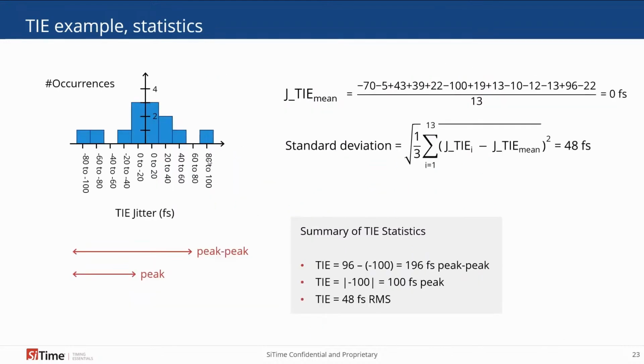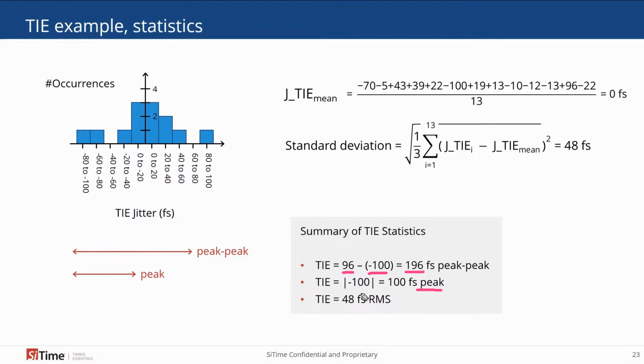And on the next slide, we take this distribution and calculate the peak-to-peak value, which is the most positive deviation minus the most negative deviation. That comes out to be 196 femtoseconds peak-to-peak. And we can also calculate the peak value as either the larger of the most positive deviation or the absolute value of the most negative deviation. And we end up with a peak value.